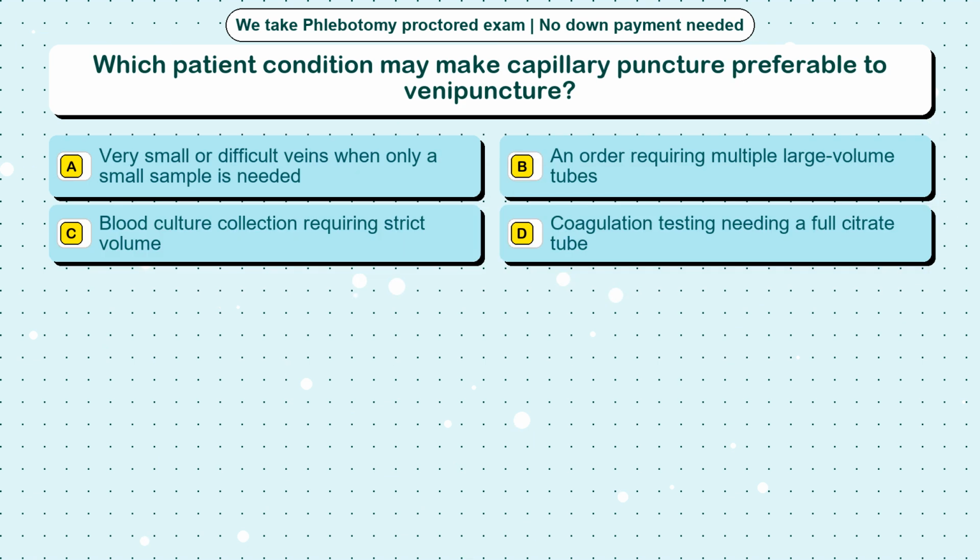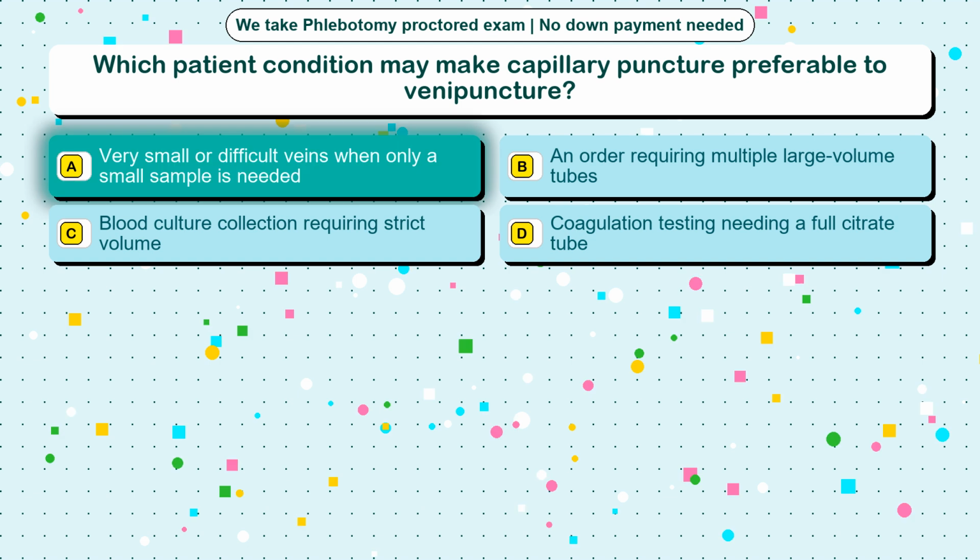Question 91. Which patient condition may make capillary puncture preferable to venipuncture? Option A. Very small or difficult veins when only a small sample is needed. Option B. An order requiring multiple large volume tubes. Option C. Blood culture collection requiring strict volume. Option D. Coagulation testing needing a full citrate tube. The correct answer is option A.